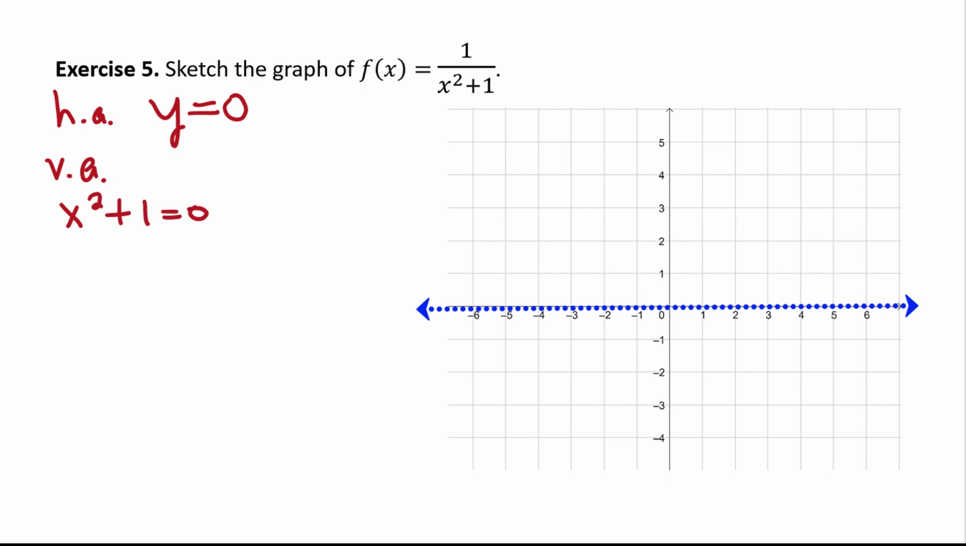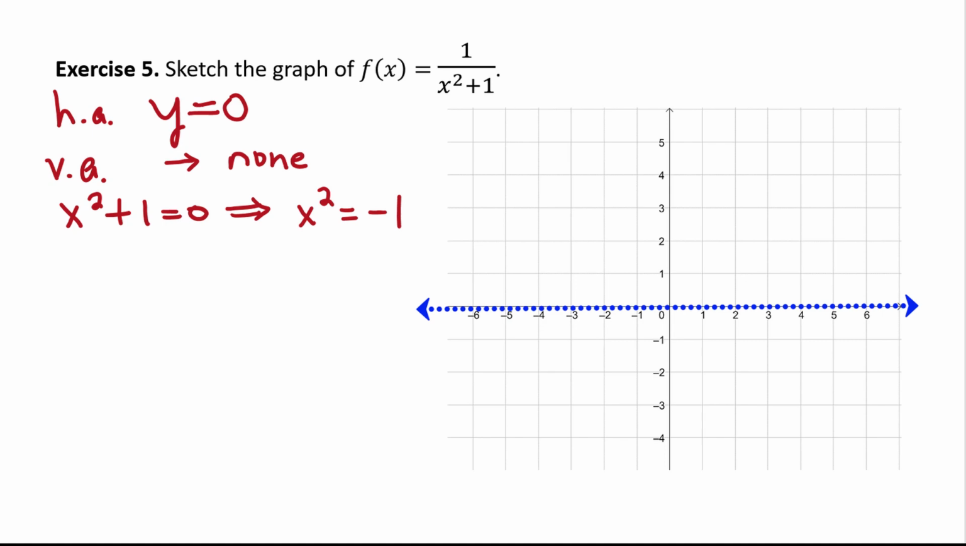If we proceed to solve this, you can subtract 1 from both sides and you get x squared equals -1. Guess what? The square root of -1 is an imaginary number, and so this tells us there is no real number for which the denominator would equal 0, so there are no vertical asymptotes. This reduces us to just having to find a couple of points.